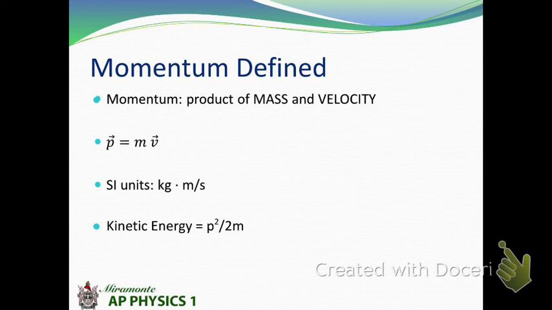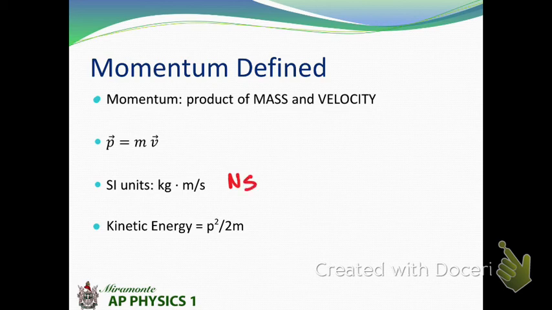So Newton came up with the notion of momentum defined as a product of mass and velocity. Notice mass is a scalar, velocity is a vector, which means that momentum is also a vector. Don't ask me why it's the letter p. I do not know. The SI units are kilogram meters per second, or you'll find out eventually that they are also Newton seconds.